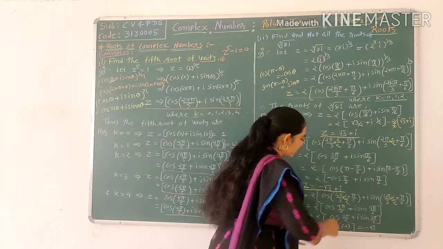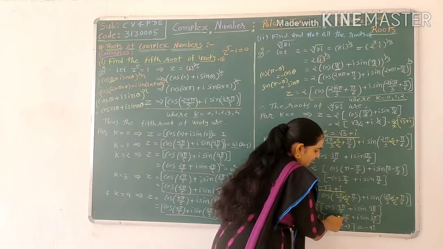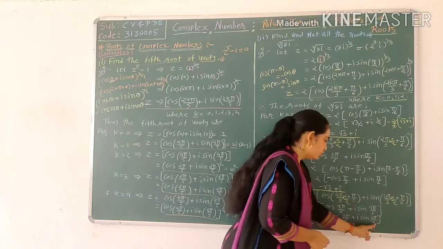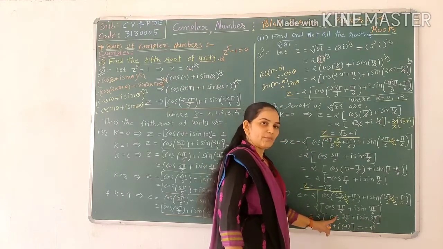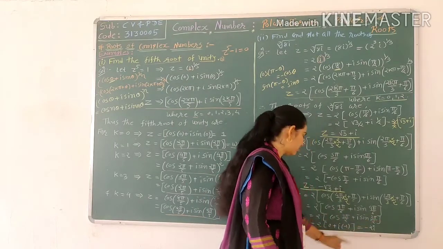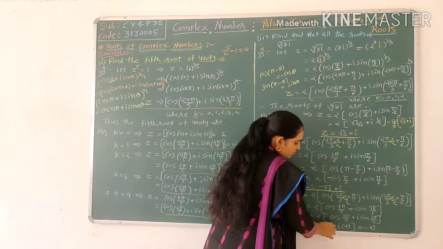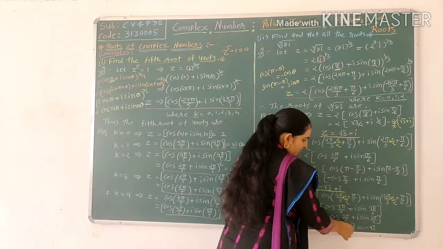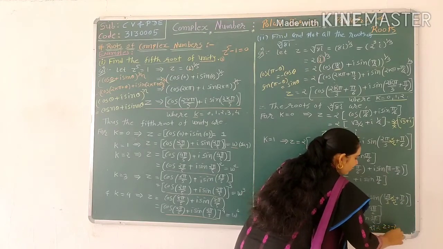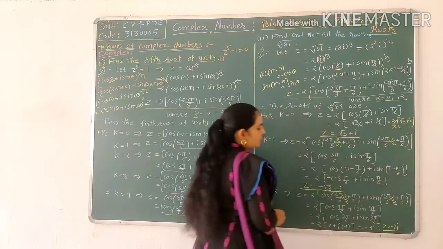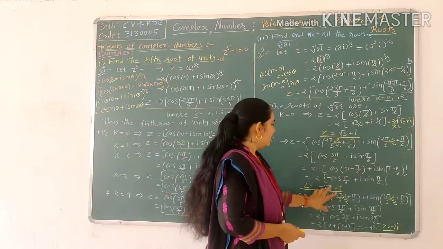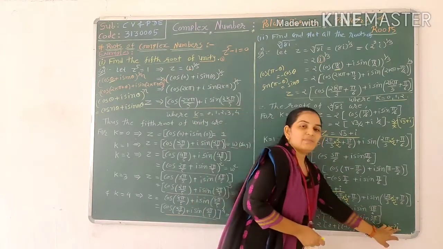Therefore, 2 into cos 9π/6, we can write 3π/2, plus i sin 3π/2. Now we know that cos 3π/2 is 0 and sin 3π/2 is minus 1. Therefore, 2 into [0 + i(−1)] is equal to −2i. Therefore, z = −2i. Therefore, the roots are root 3 + i, −root 3 + i and −2i.